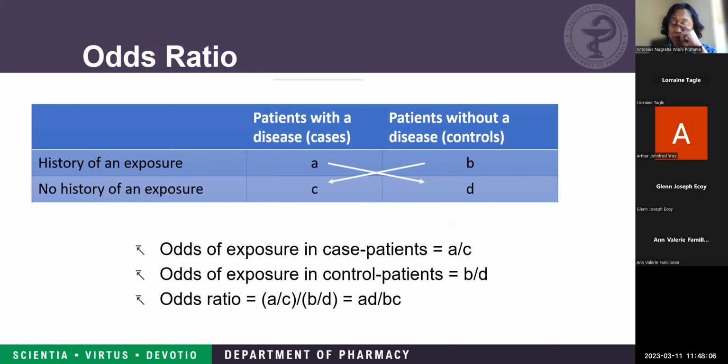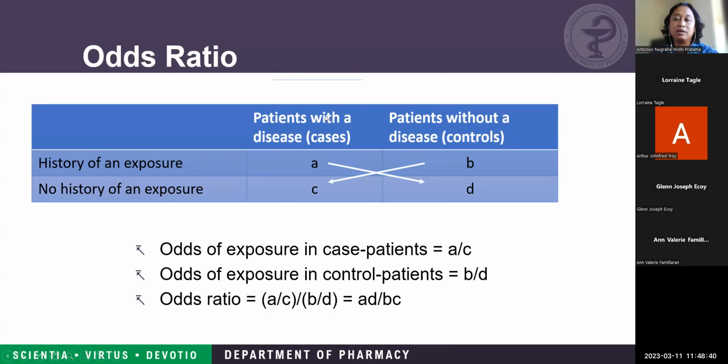And usually this is a simple 2x2 table. Please remember this one to calculate the odds ratio. To remember this one, I use yes, no, yes, no. So the columns will be yes first and then no, and the rows also yes first and then no.